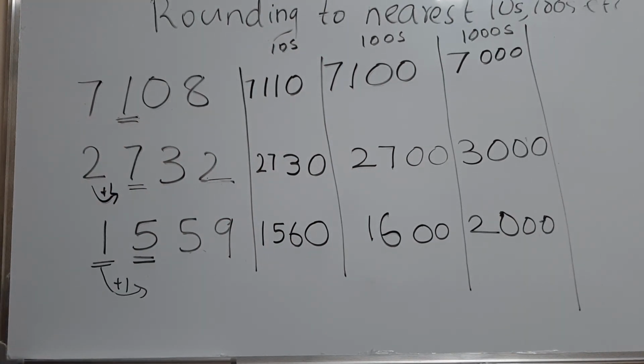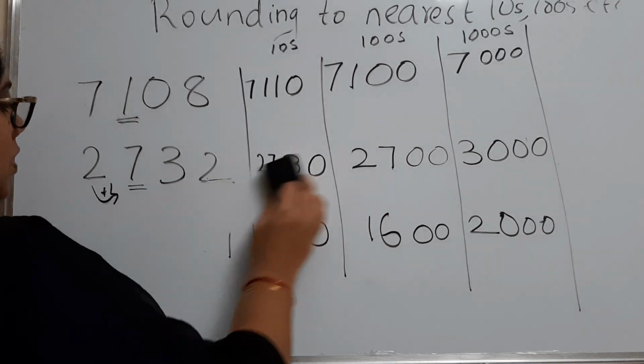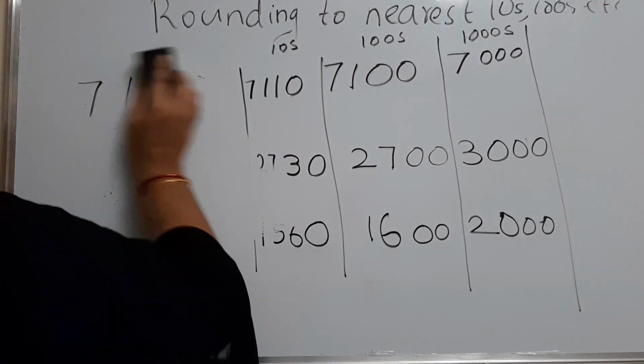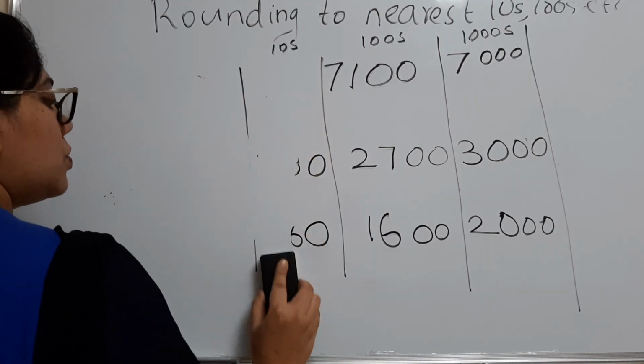Now one more question I will explain. Listen carefully for the same, rounding to tens, hundreds, thousands.